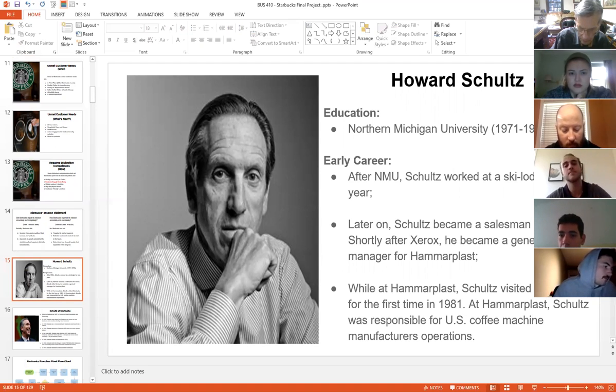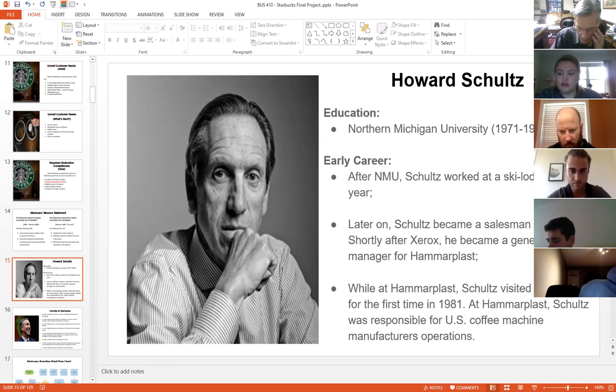So here we have a biography of Howard Schultz. Education: he went to Northern Michigan University. His major was communications. So early career after NMU, Schultz worked at a ski lodge for 1 year, and after that he became a salesman for Xerox. I don't know if that's the way you pronounce it. And shortly after Xerox, he became a general manager for Hammerplast, which was a company that manufactured home coffee related products.